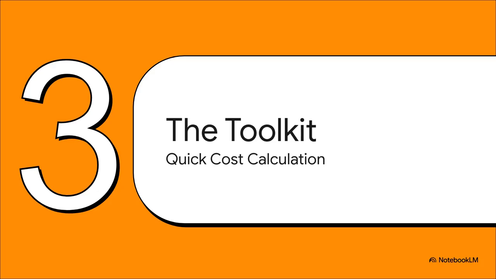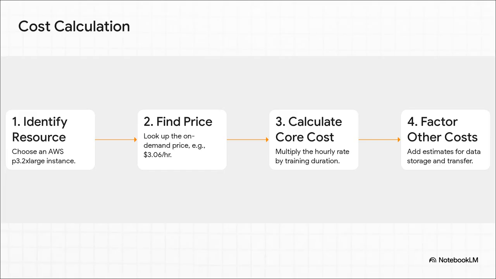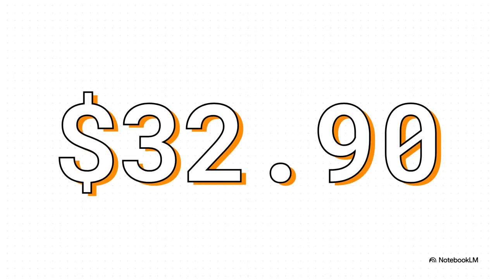All right, that's enough theory. Let's get our hands dirty. Here's a really simple back-of-the-envelope calculation you can use for some quick and dirty cost estimates. Okay, let's say you need to train a model for about 10 hours. First, you identify your resource. We'll use an AWS P3.2xlarge instance as an example. Then you go look up its price. Say it's about $3 an hour. After that, you just calculate the core compute cost by multiplying that rate by your training time. And finally, you have to factor in other costs like data storage. And voila, there you have it. In this example, 10 hours of compute plus a month of storage comes out to just under $33. Now, it's not the perfect final number, but it is an absolutely crucial baseline for any kind of feasibility discussion.